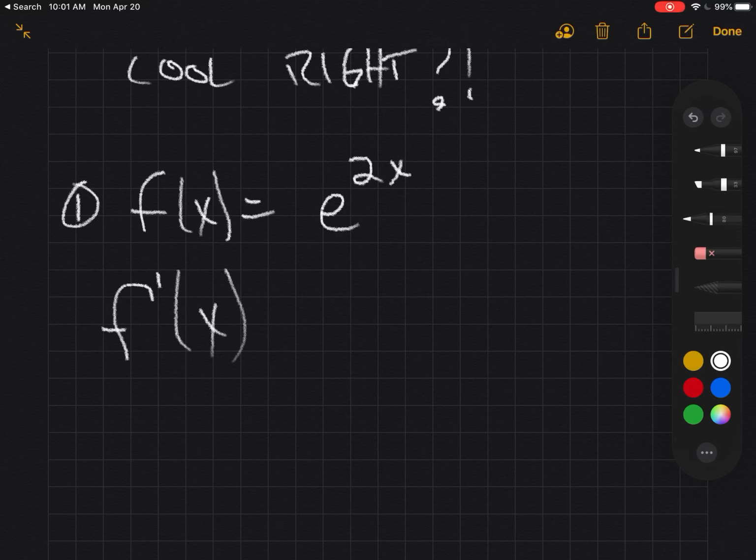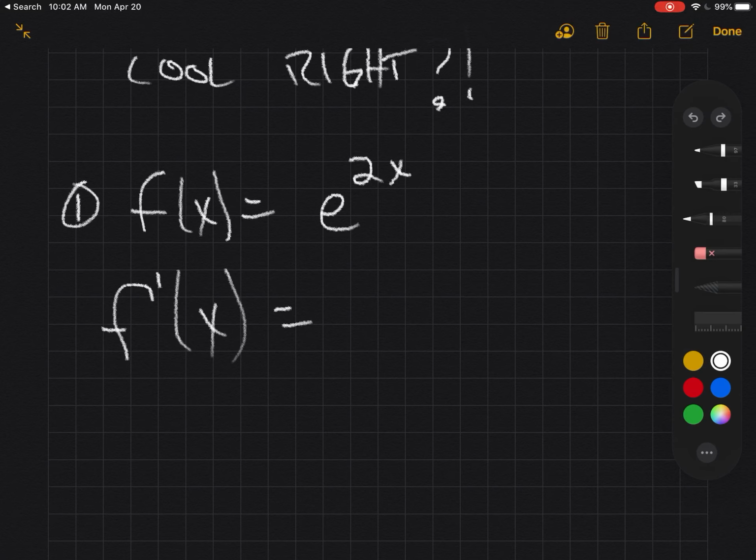So let's do some examples. I'm going to do first a couple examples of this, and then I'm going to let you guys loose. So let's try this. Let's say I have f of x is equal to e to the 2x, and I want to find f prime of x.